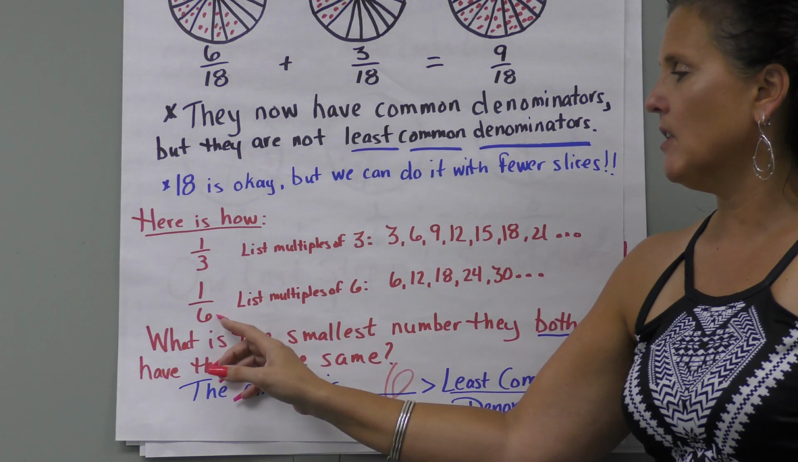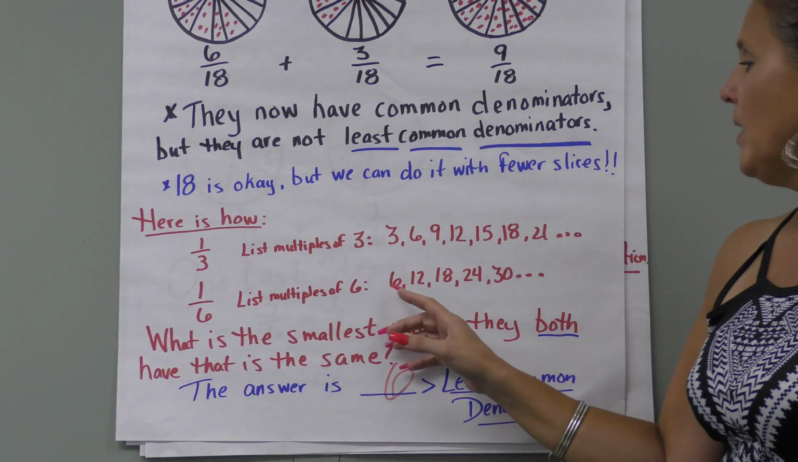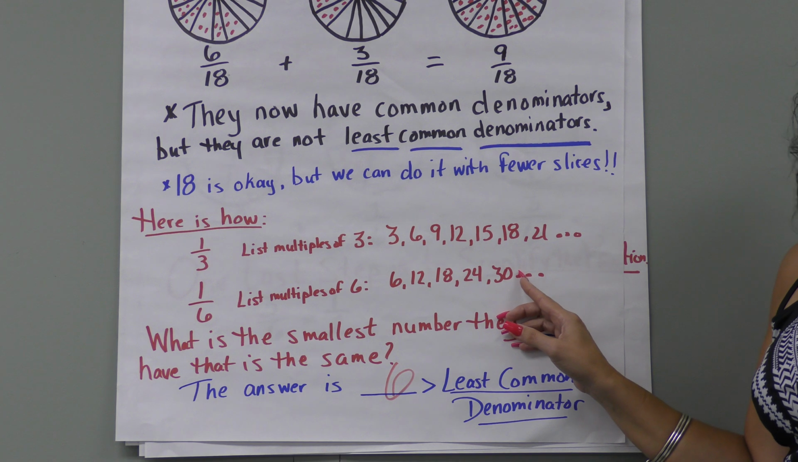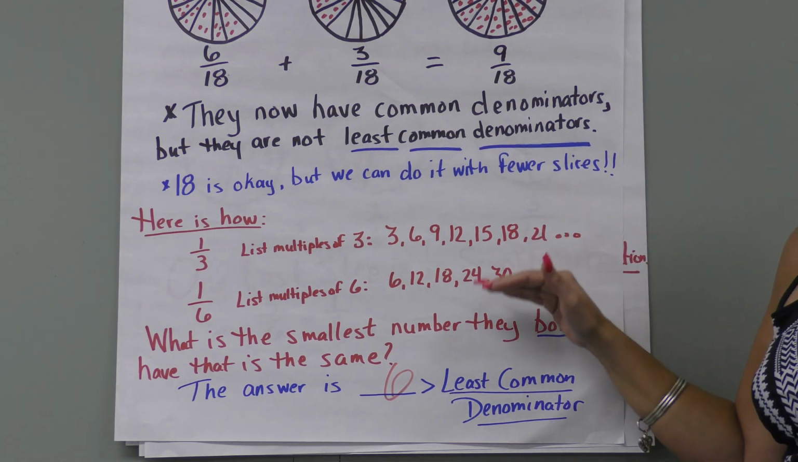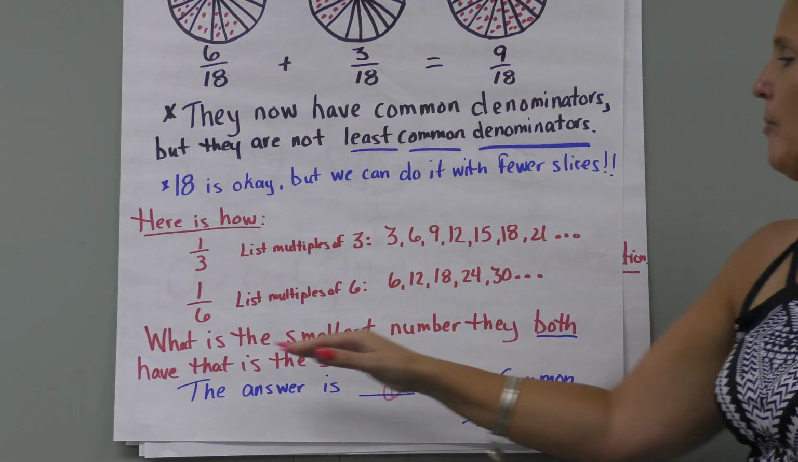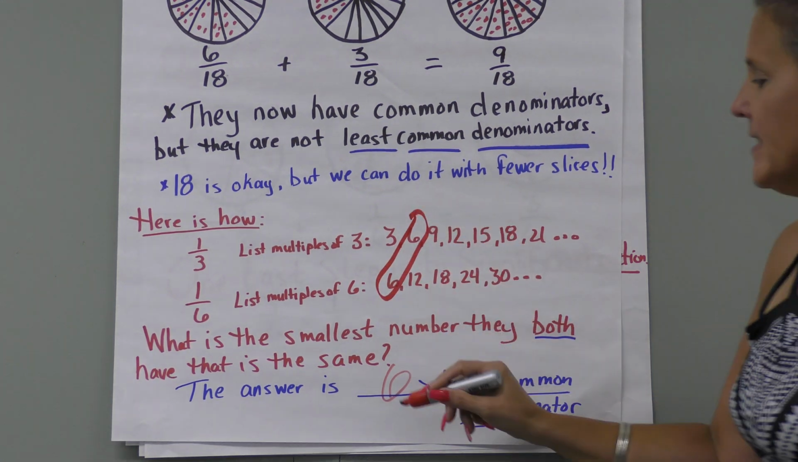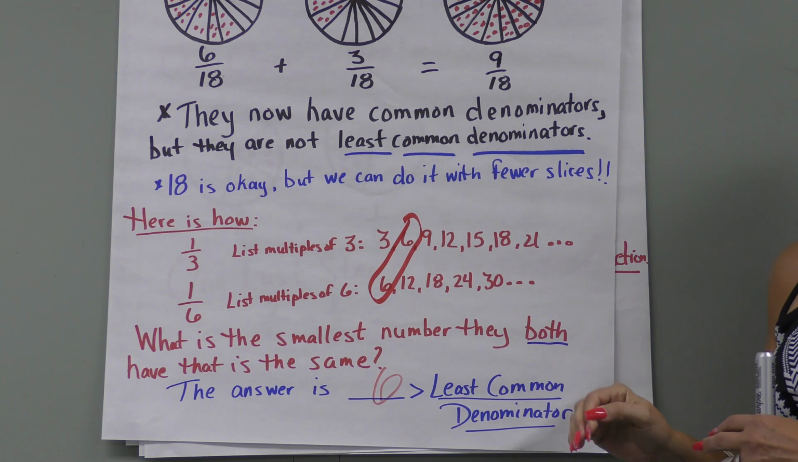Then we list the multiples of 6. So here we have 6, 12, 18, 24, 30. We compare these two lists of numbers to look for the lowest number they have in common. That says, what is the smallest number that both of them have that is the same? We can look right here, and it's a 6. So therefore 6 is our least common denominator.